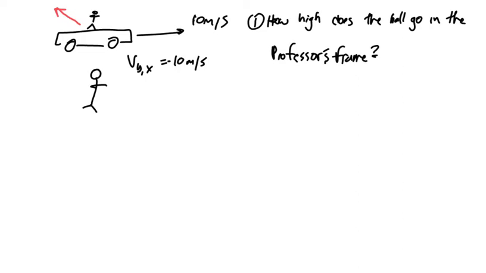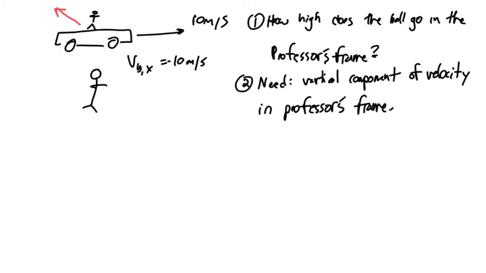So what we're trying to find is, how high does the ball go in the professor's frame? So what do you need in order to know that information? Well, we know about projectile motion, so we know that in order to find out how high a ball goes, you need to know the vertical component of the velocity. So what we need to know is the vertical component of the velocity in the professor's frame.